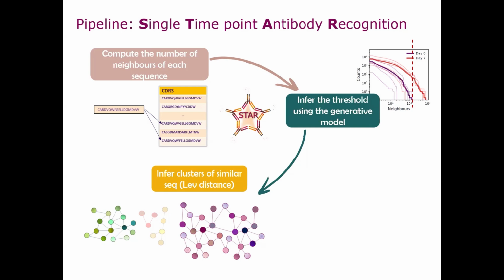The other pipeline, the full STAR, actually does a bit more than what I explained. For each sequence it computes a p-value of how unexpected that number of neighbors is. So this is the idea.